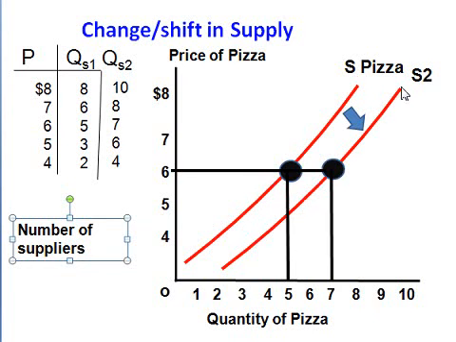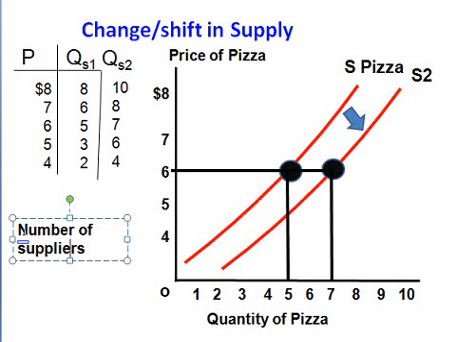At the same time, suppose we are here, we are in S2, supply of pizza. Suppose the number of suppliers of pizza drops in the society. At the same time, the price of pizza remains unchanged. Then the entire supply curve will shift left. That means from S2 to S1, shift left.